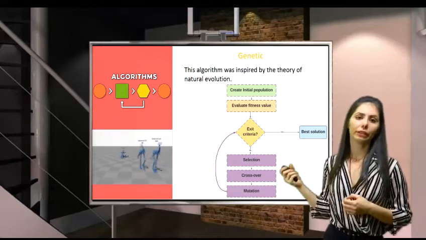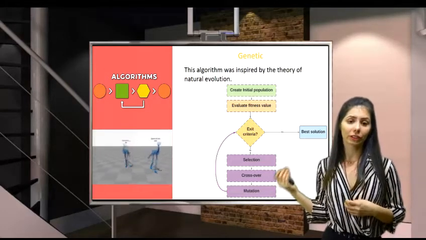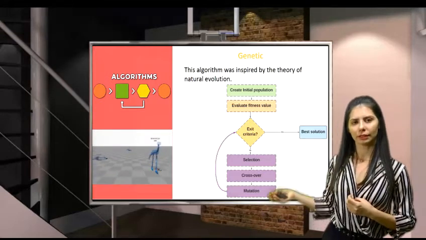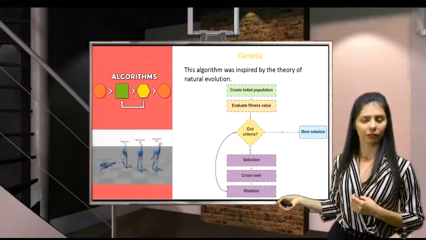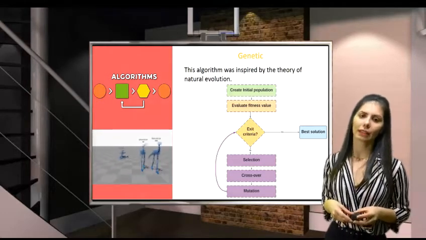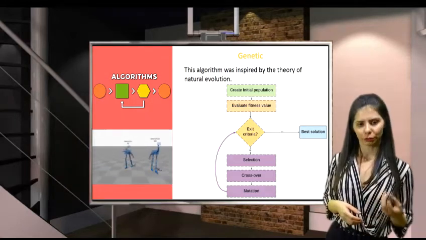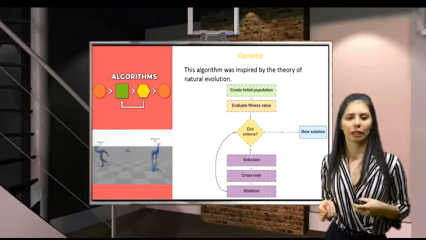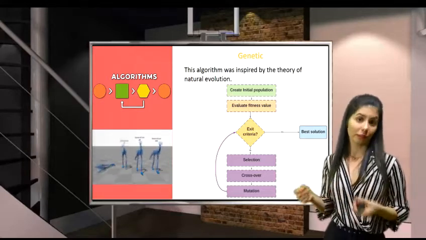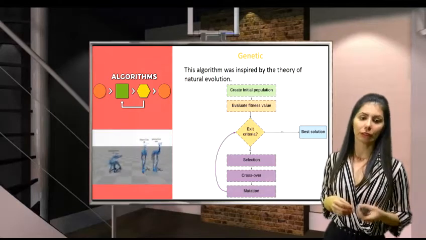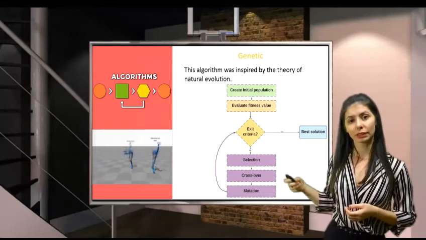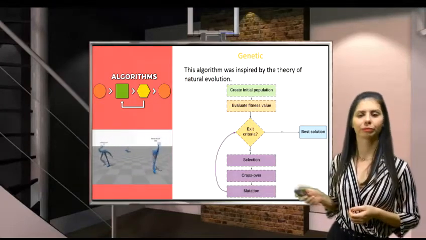If the criterion has not been reached, the algorithm flows to the basic operations, which are selection, crossover, and mutation. In the selection, 2 individuals are selected from the population. In the crossover, a new individual is generated based on the 2 individuals selected. And in the mutation, an individual undergoes a change in its genes. And this process occurs until the best solution is found.